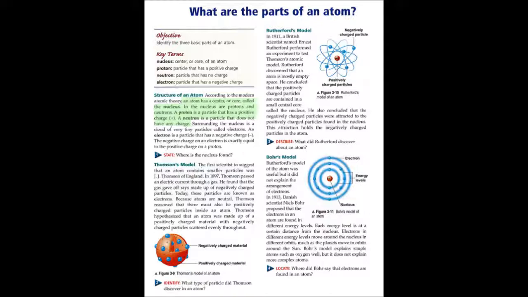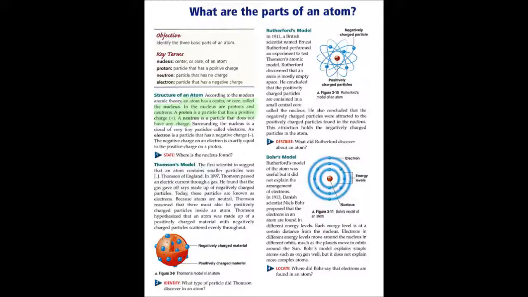Thomson's model. The first scientist to suggest that an atom contains smaller particles was J.J. Thomson of England. In 1897, Thomson passed an electric current through a gas. He found that the gas gave off rays made up of negatively charged particles. Today, these particles are known as electrons. Because atoms are neutral, Thomson reasoned that there must also be positively charged particles inside an atom. Thomson hypothesized that an atom was made up of a positively charged material with negatively charged particles scattered evenly throughout. Identify: what type of particle did Thomson discover in an atom?